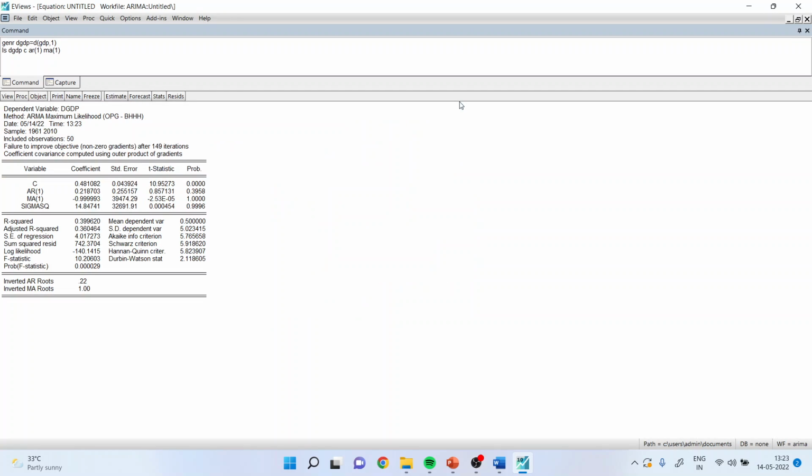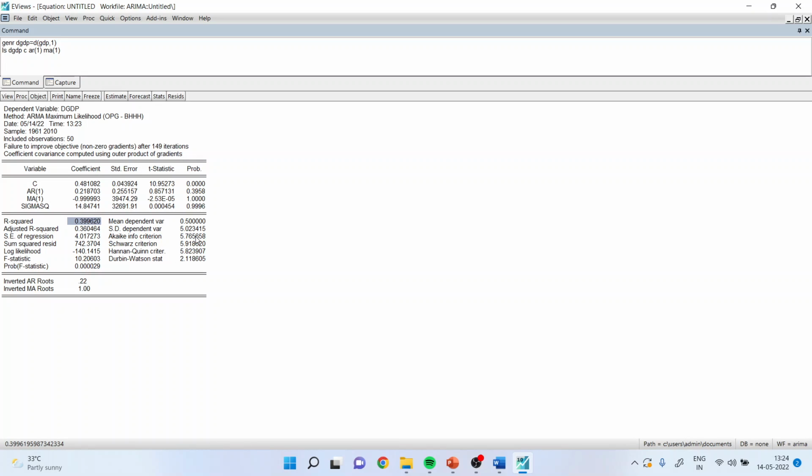Let me maximize it. Now, whenever we evaluate any model, there are some factors which we consider. One of them is the individual p-values: are they significant or not? Then, overall, are all these variables, all these terms, able to contribute to the dependent variable or not? This is tested with the help of F statistics. Then we see R square.